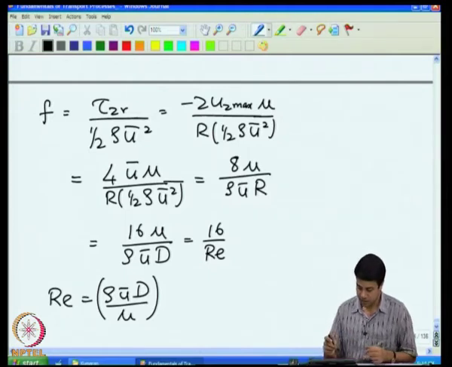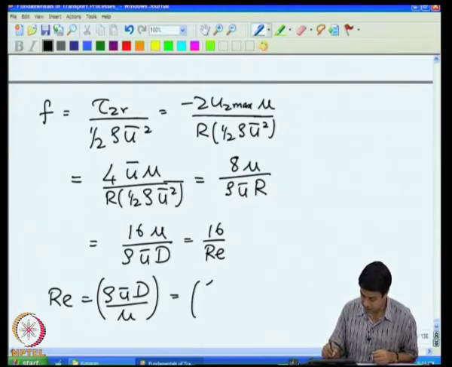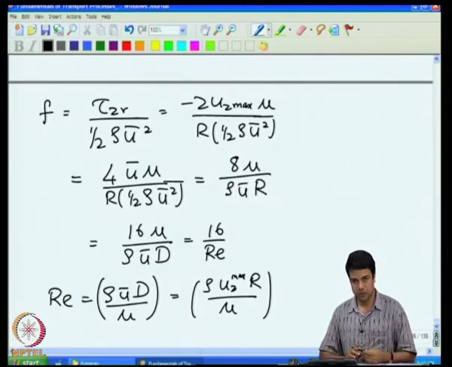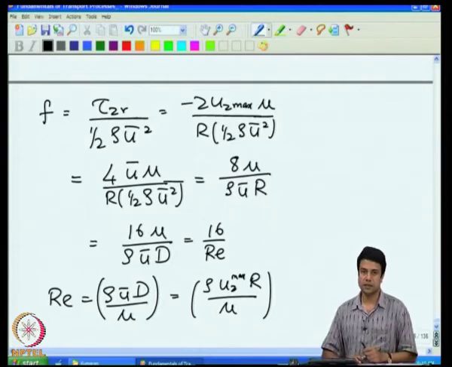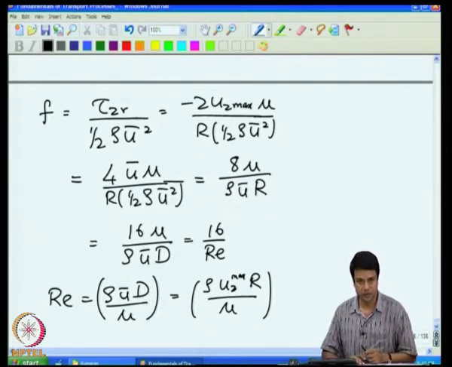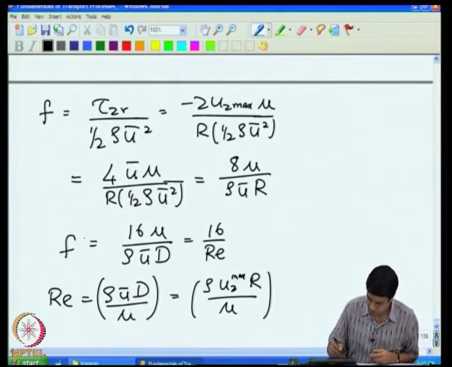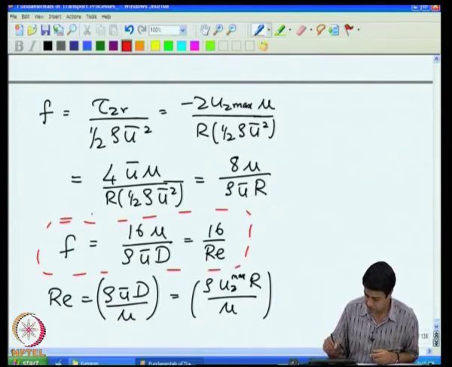This also is equivalent to rho times u z max R by mu, because R is equal to D by 2 and u z max is equal to 2 times u bar. So, the Reynolds number based upon the diameter and the average velocity is the same as the Reynolds number based upon the maximum velocity and the radius. So, this is the Reynolds number versus friction factor correlation for the flow in a pipe.